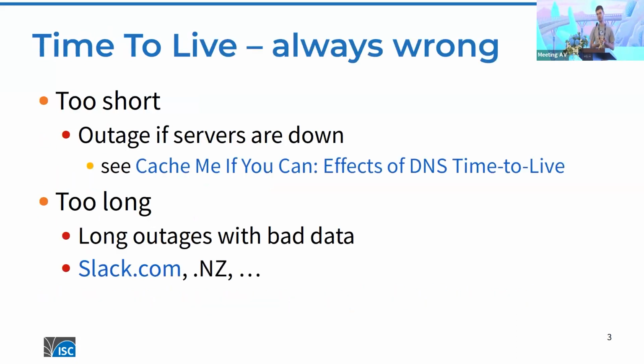First, and most important, the TTL value is always wrong. The number is always either too small or too long. If it's too small and the servers cannot get answers to clients, then data will expire from caches, and everything starts falling apart. If it's too long, we have seen what happens with Slack and .nz. About that case, we will hear more tomorrow in this very workshop. So pick your poison, basically.